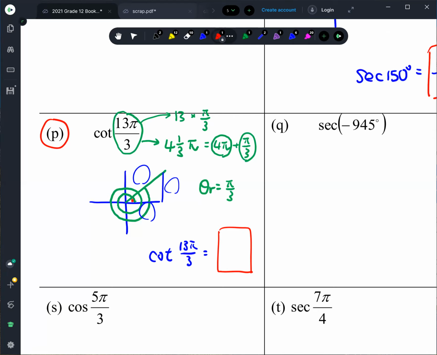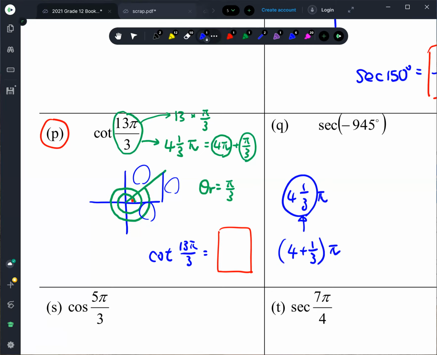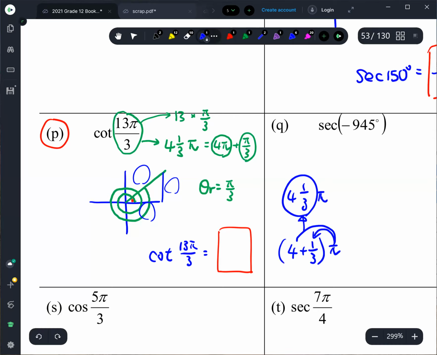Wait, Jason. Yeah. For the 4π plus π over 3, where did the extra π come from? Oh, okay. 4 and 1/3, right? It started with the 4 and 1/3 π, right? Follow that part? Yeah, okay. The 4 and 1/3, what this means is 4 plus 1/3. Got it so far? Okay, so that means the π is for both 4 and 1/3, okay? Okay, thank you.